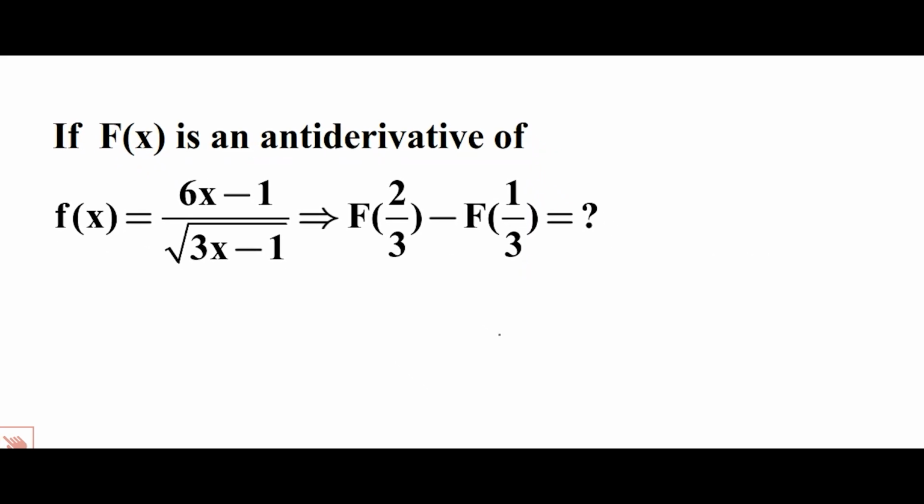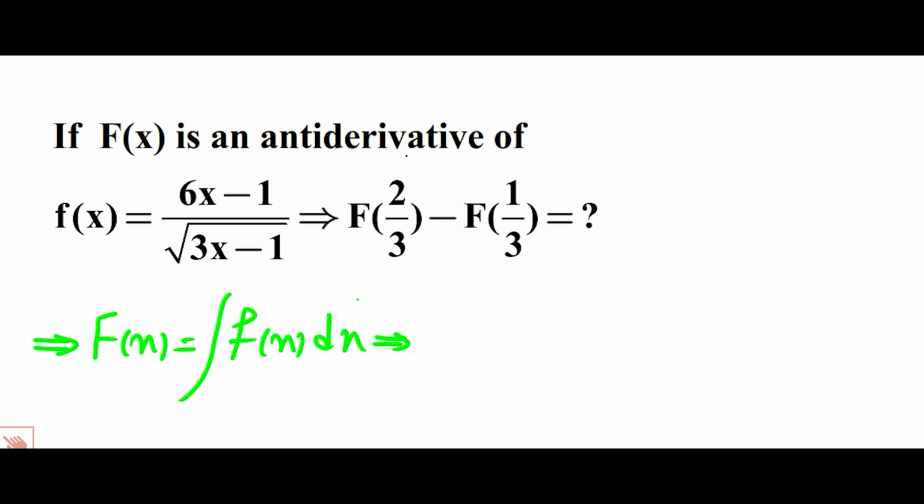If F(x) is an antiderivative of f(x) = (6x - 1)/√(3x - 1), find the value of F(2/3) - F(1/3). F(x) is an antiderivative of f(x), right? So we have F(x) equals the integral of f(x) dx. So let's solve this integral. We have the integral of (6x - 1)/√(3x - 1) dx.